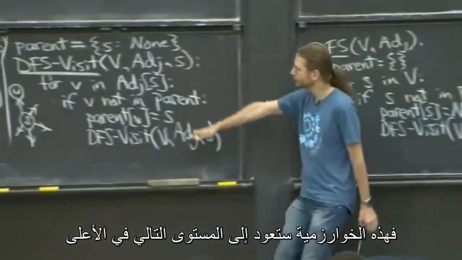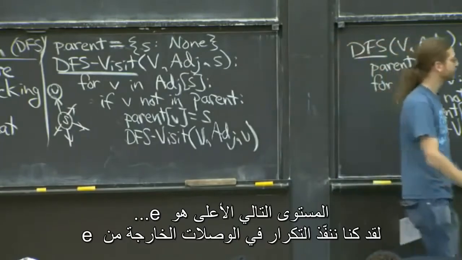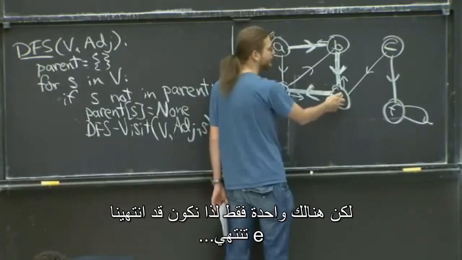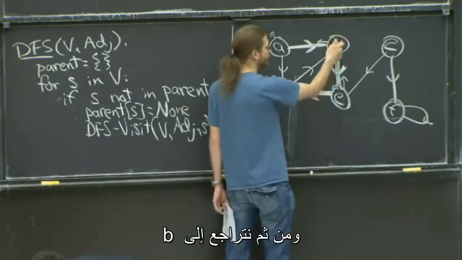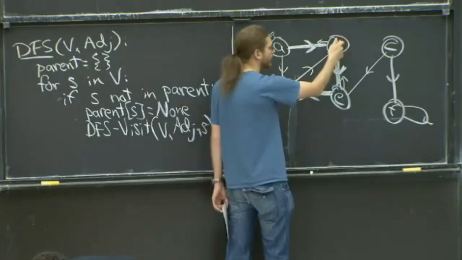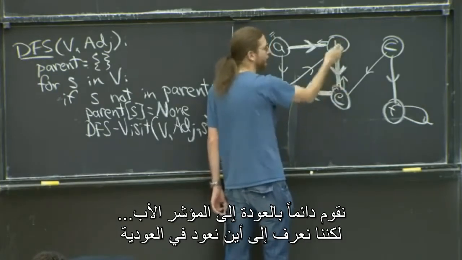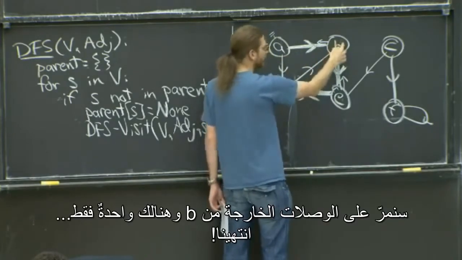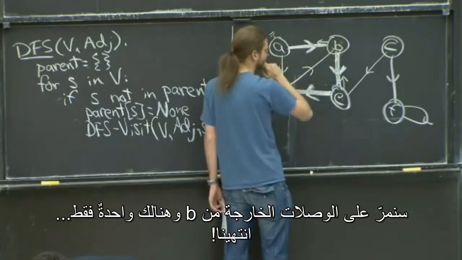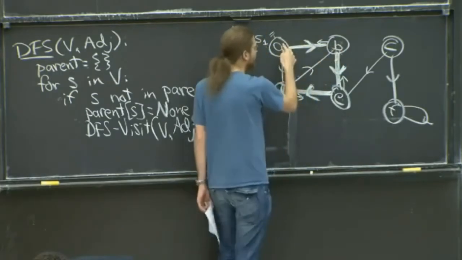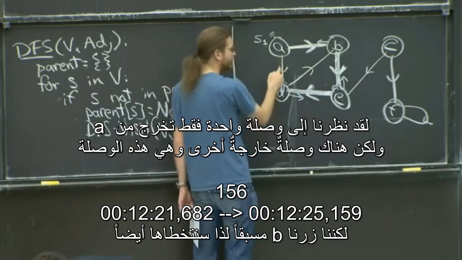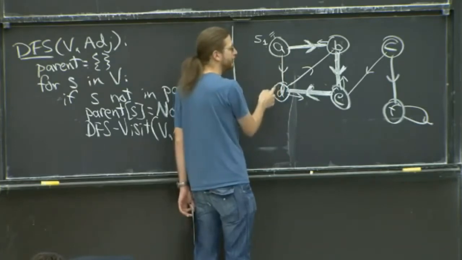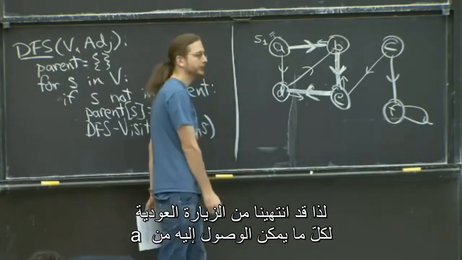So this algorithm returns to the next level up. Next level up was E. We were iterating over the outgoing edges from E, but there was only one, so we're done. So E finishes. Then we backtrack to B, which is always going back along the parent pointer, but it's also just in the recursion, we know where to go back to. We were going over the outgoing edges from B. There was only one. We're done. So we go back to A. We only looked at one outgoing edge from A. There's another outgoing edge, which is this one. But we've already visited D, so we skip over that one too. So we're done recursively visiting everything reachable from A.